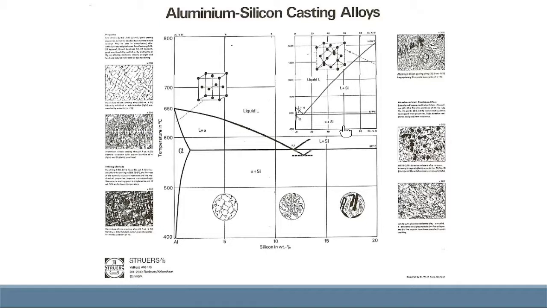Okay, so that's a solid solution of alpha. So when we're looking at some of these, let me see if I'm zooming in enough here. Not really. Can't really read it too well.